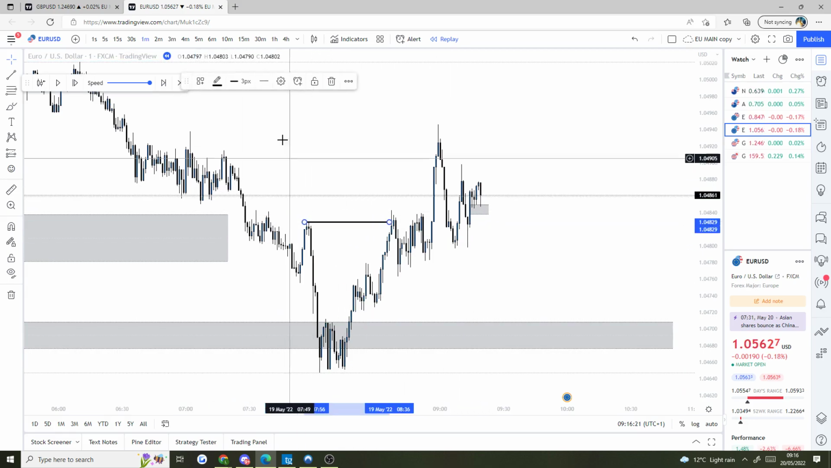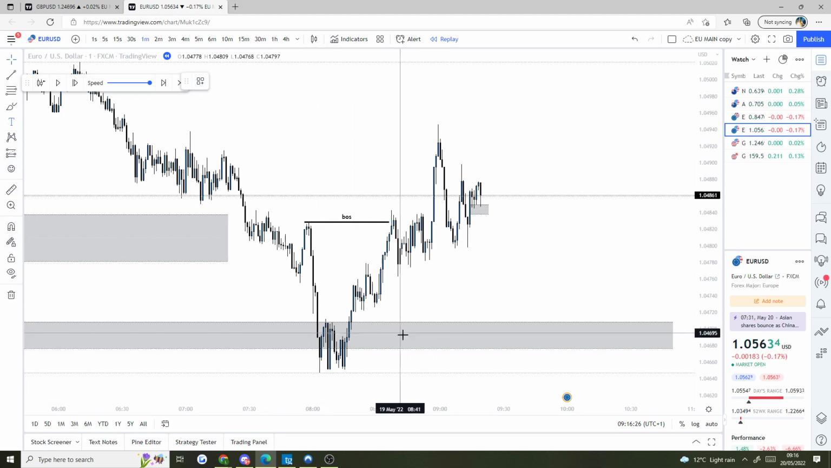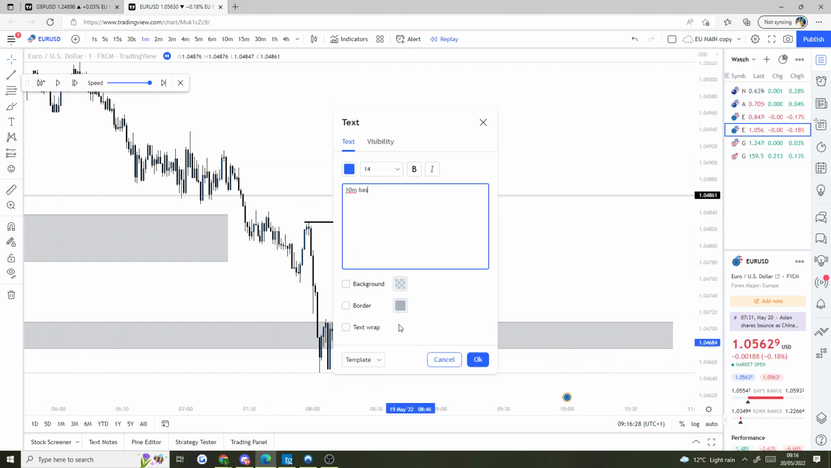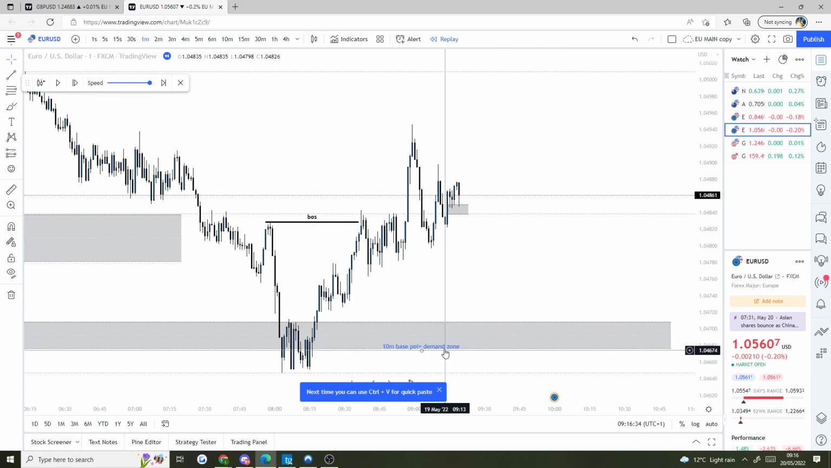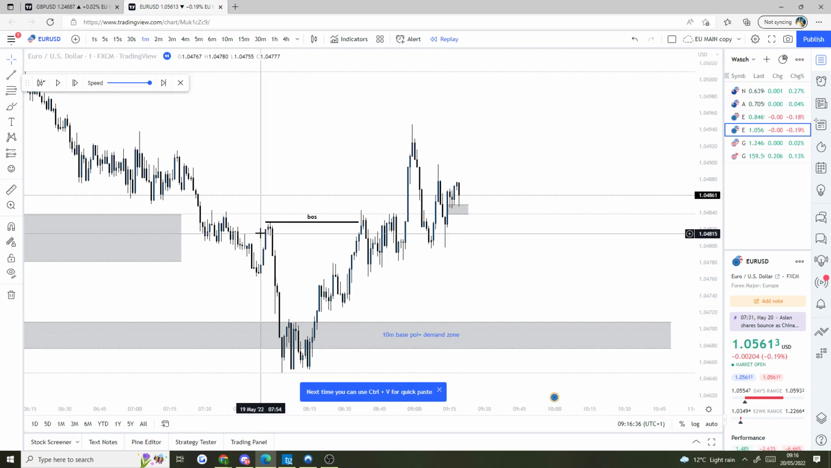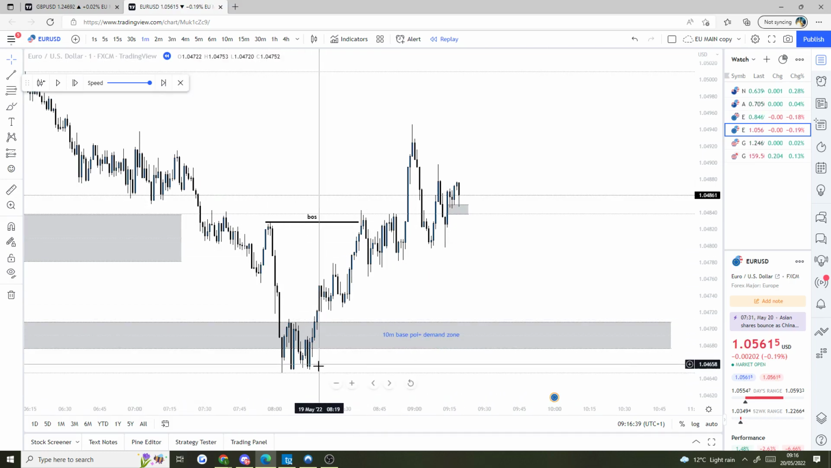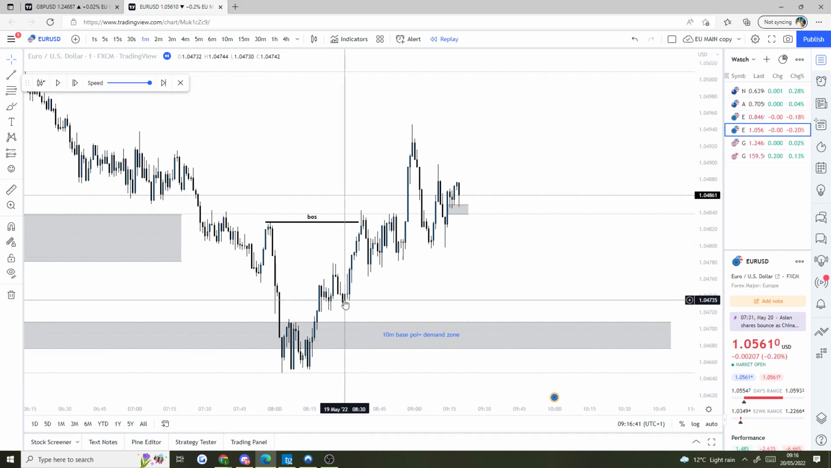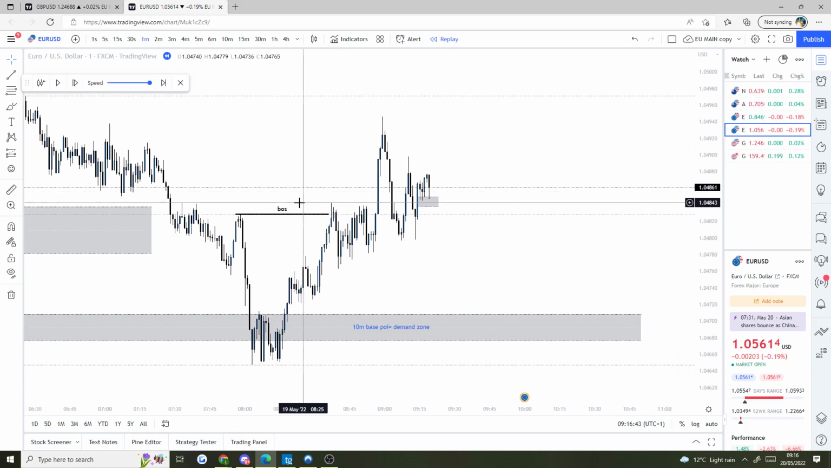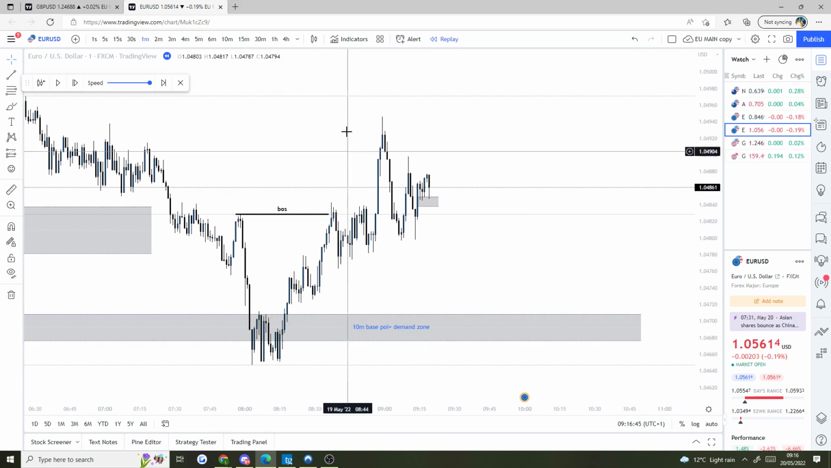So what we have for my model, we've got the base point of interest. It's the 10 minute base POI, which is a demand zone. All right. So what we've had is that in London session, after we've dipped into this demand zone, we've actually seen the price start to buy up. So that means that the institutions have started pushing their buy orders into the market.